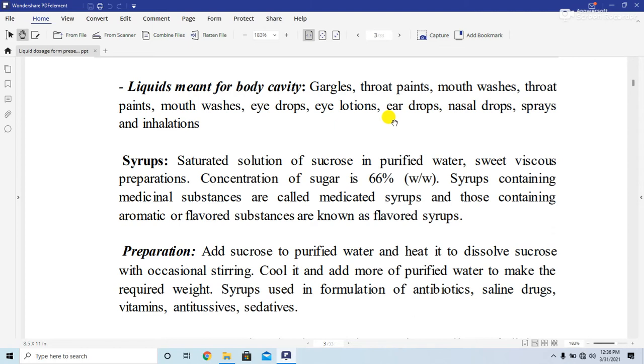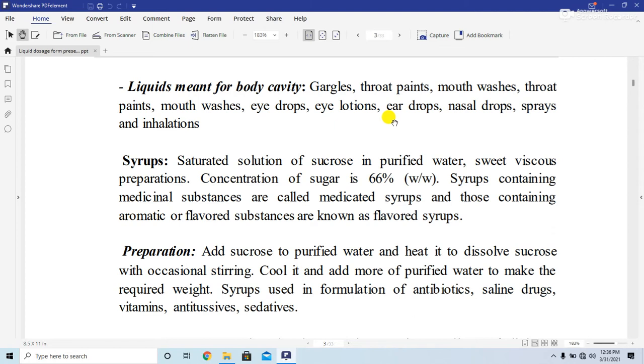Syrups can be defined as a saturated solution of sucrose in purified water, sweet viscous preparations. The concentration of sugar in syrup is almost 66% weight by weight. Syrups containing medicinal substances are also called medicated syrups, and those containing aromatic or flavored substances are known as flavored syrups.